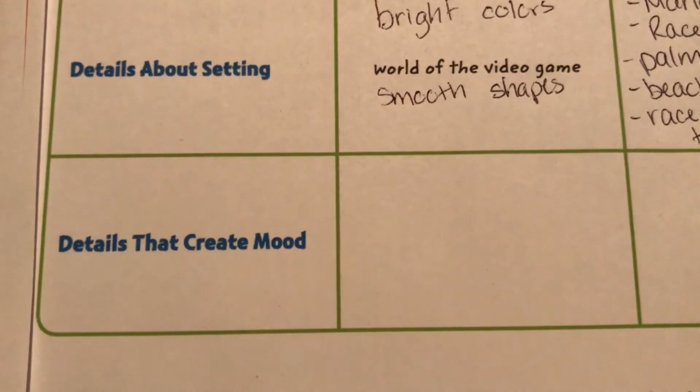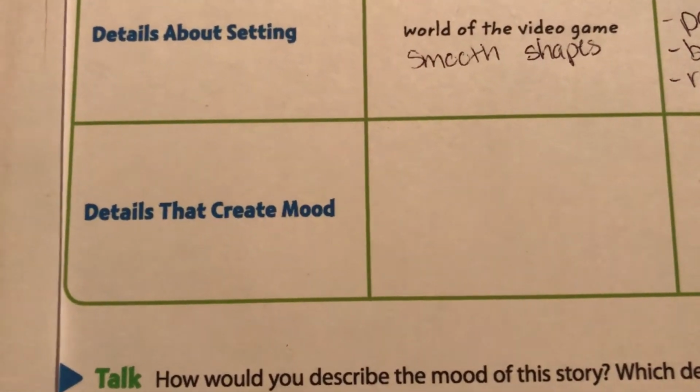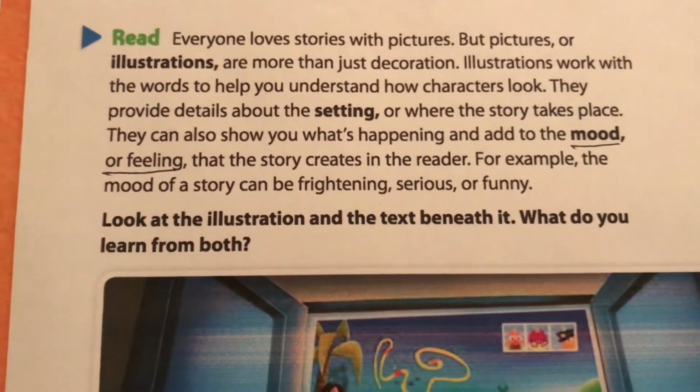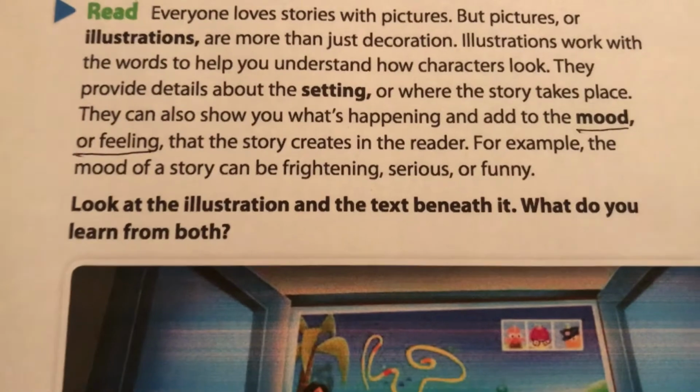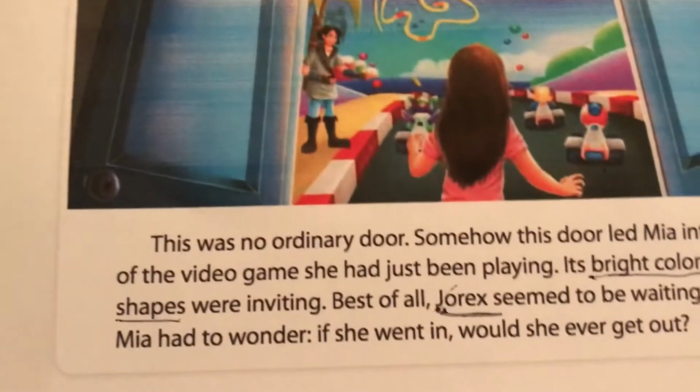So we want to look for details that create the mood in the text first. Now, if you remember from the above paragraph, if you forgot, like sometimes we all tend to do, the mood is a feeling. This is how it makes you feel, or the feeling you get when you're reading the story, or the feeling it creates. For example, they give us frightening, serious, or funny. So let's check back in the text.